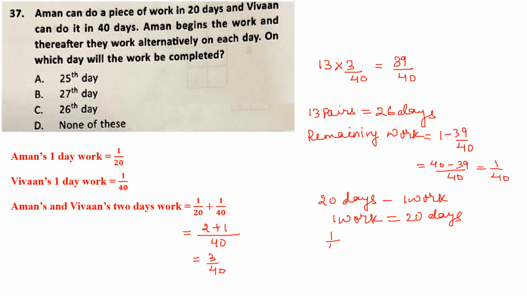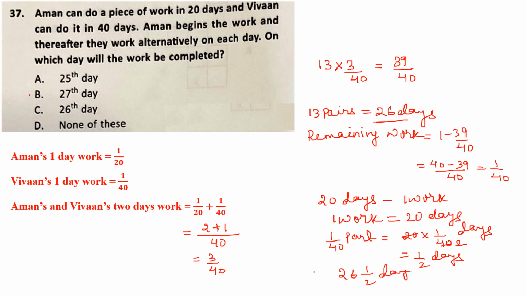So to finish 1 by 40 part of the work, he needs 20 into 1 by 40 days. And what is 20 into 1 by 40? It is half a day. So already they worked in pair for 26 days. So 26 and a half. The work will get completed on 26 and a half day. It means from here you can write it is the 27th day. So the work will be completed on the 27th day.